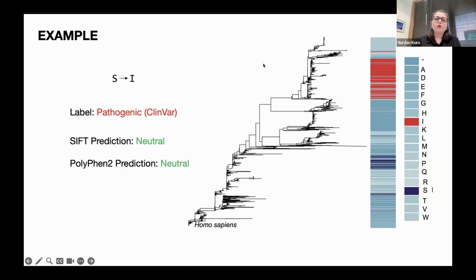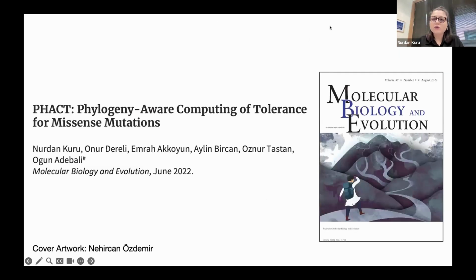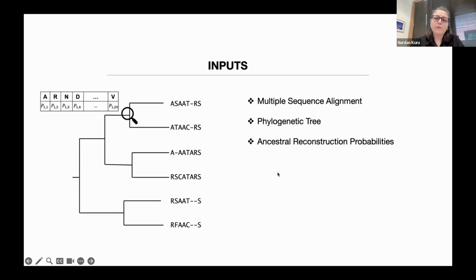So, motivated by this hypothesis, we developed PHACT, which stands for Phylogeny-Aware Computing of Tolerance for Missense Mutations. We published PHACT three years ago in MBE, and it made the cover of the August issue. And now I can explain the details of our approach.